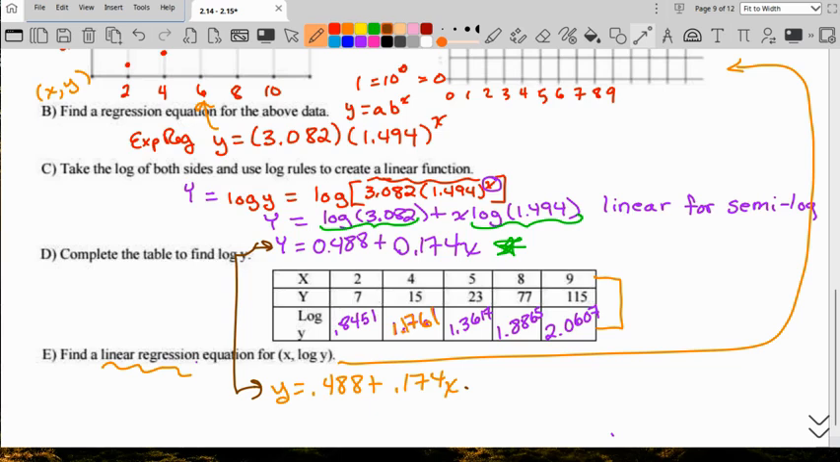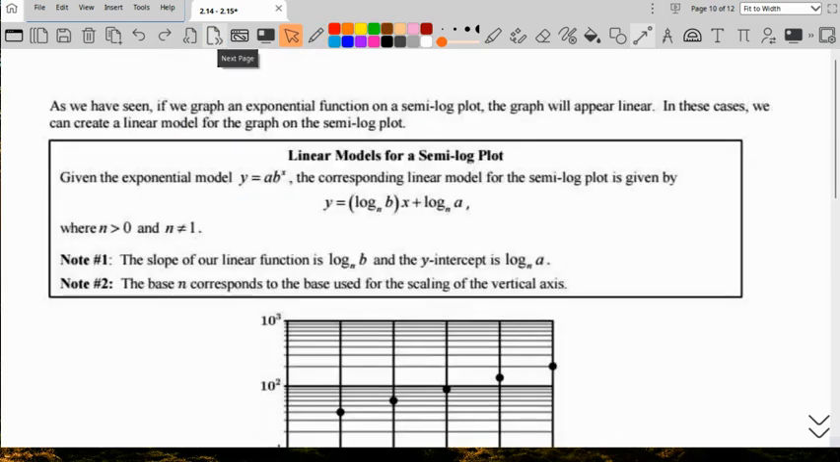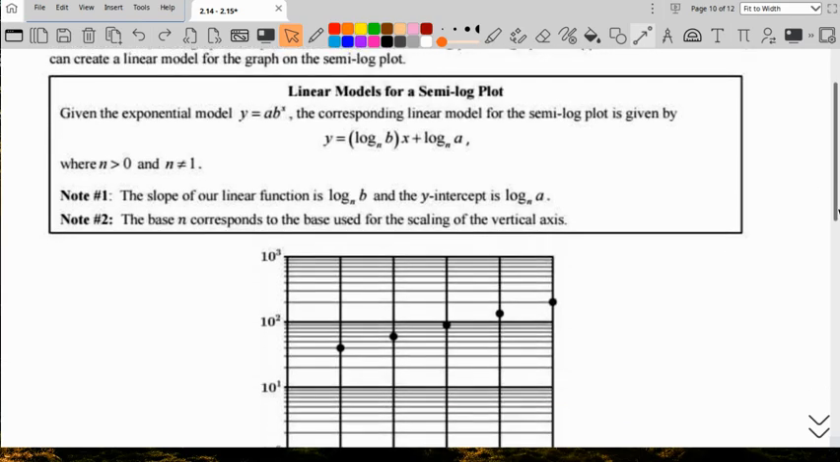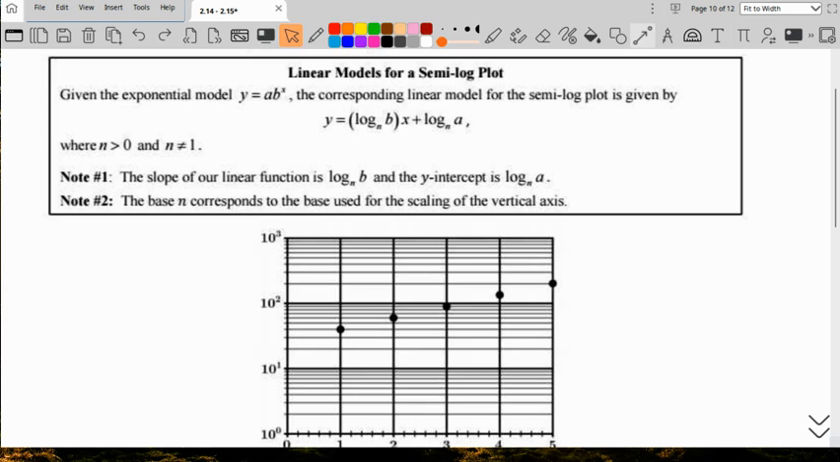Okay, so hopefully that was interesting. Let's look a little bit more of that on one final example. As we've seen, if we have exponential functions on a semi-log plot, the graph will appear linear. In these cases, we can create a linear model for the graph on the semi-log plot. And so rather than converting the data and then doing a linear regression, given the exponential model y equals a times b to the x, the corresponding linear model for the semi-log plot will always be y equals log base n of b times x plus log base n of a. You can read that there.